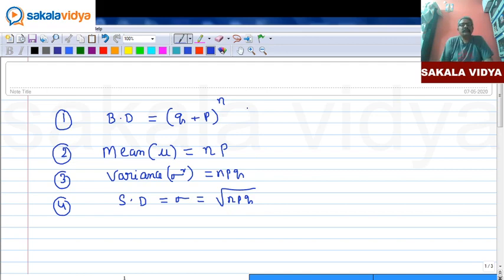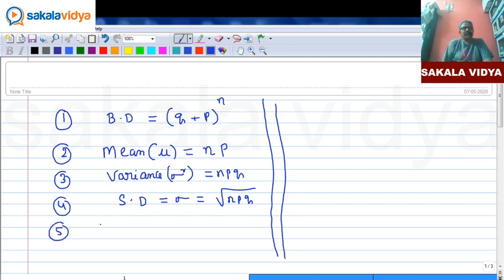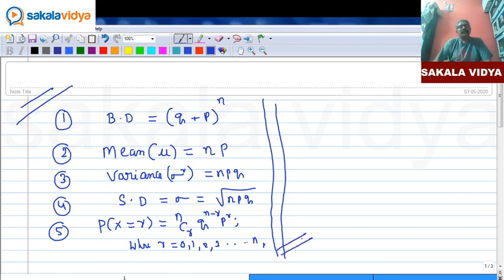Okay. So these are the important points you need to remember in this chapter. Then easily we can solve. One more point you need to remember, probability of getting r successes, p of x is equal to r, is given by the formula nCr q power n minus r and p power r, where r is equal to 0, 1, 2, 3 and so on up to n. These 5 points are important points. If you remember, the total problems of this chapter we can easily solve. Based on these 5 concepts only the questions will be framed. So, now let us solve the problems.